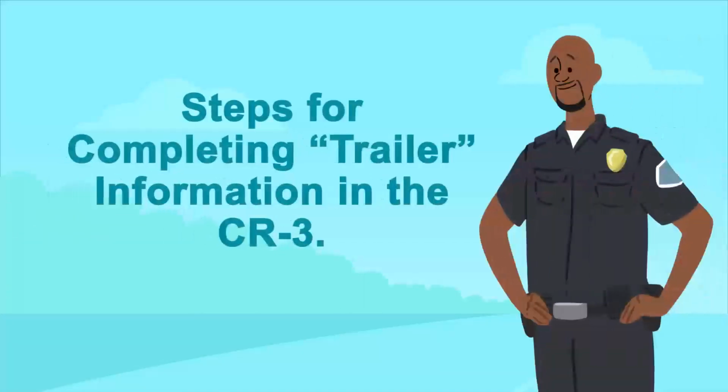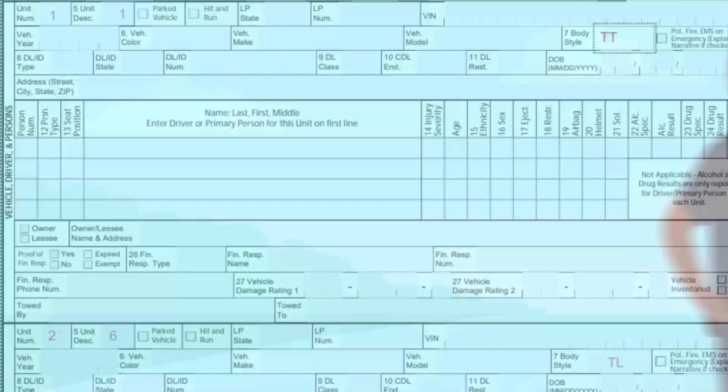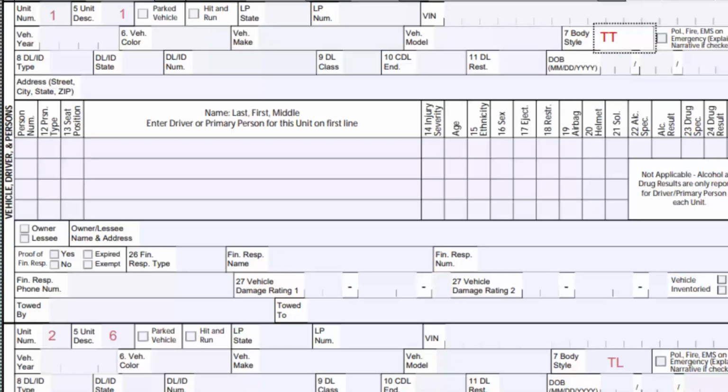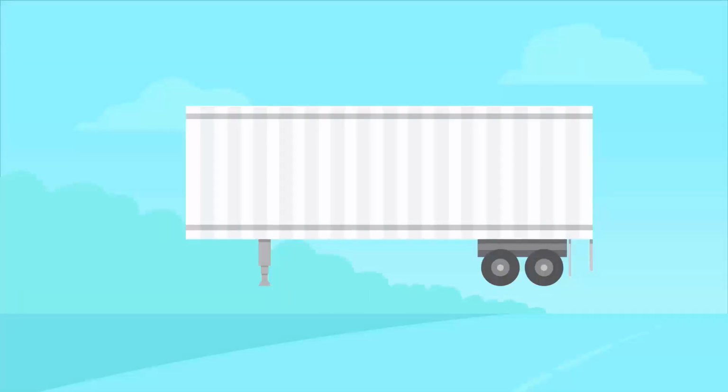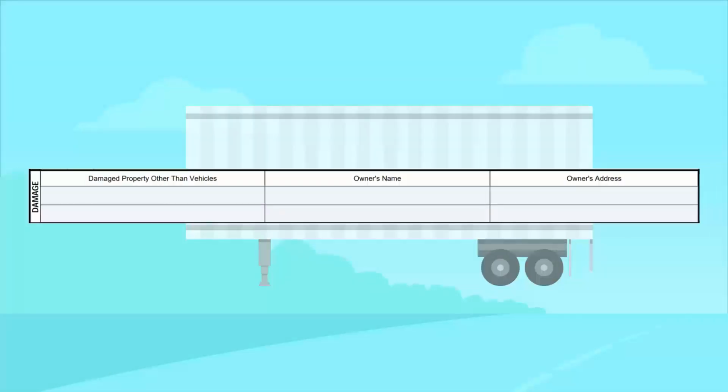Steps for completing trailer information in the CR-3. Use the following steps when completing trailer information in the CR-3 form. Enter the trailer unit number that identifies the unit involved in the crash. If a trailer is carrying cargo, include the cargo with the trailer unit and do not report it as a separate unit. Enter the unit description for the trailer unit as towed or pushed vehicle or trailer. This data field captures the best description of the unit involved in the crash. If the trailer is not in combination with a power unit at the time of the crash, it should be listed under the damage section.